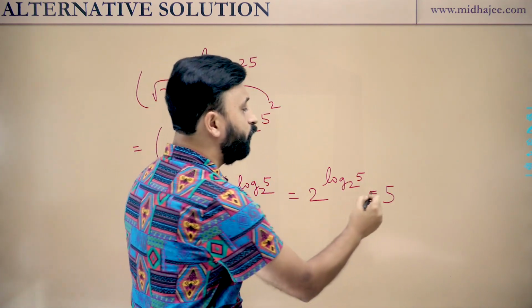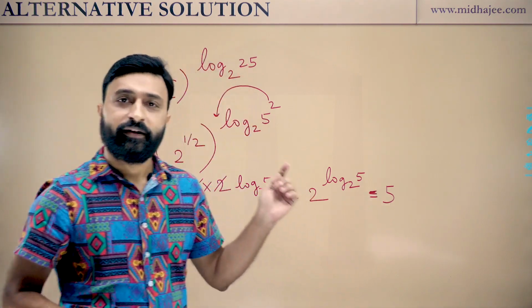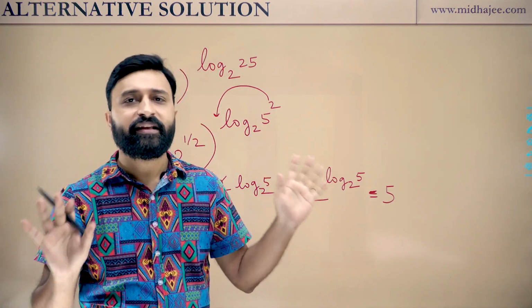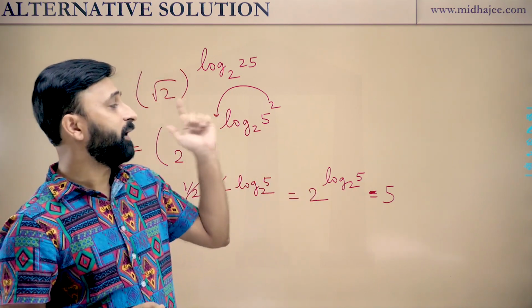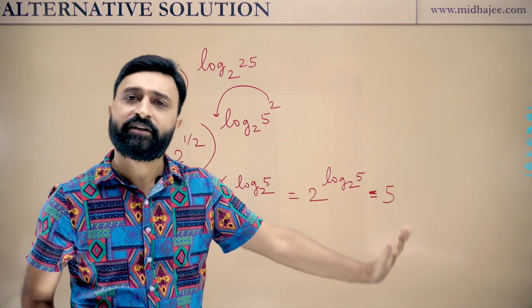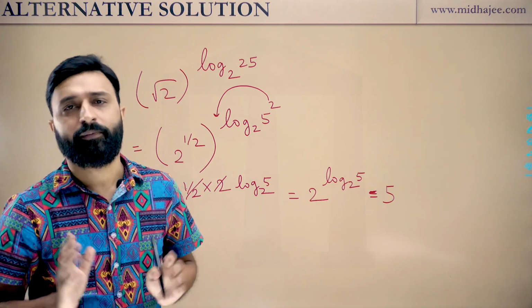So now we have proved that irrational to the power irrational, there can exist another solution also where irrational to the power irrational is a rational number. 5 is a rational number. So we are very sure about this.